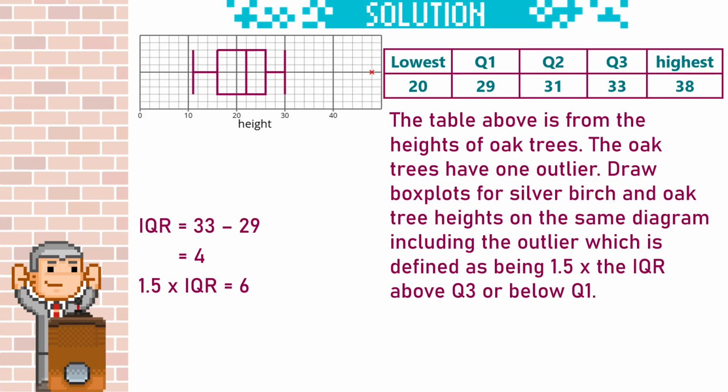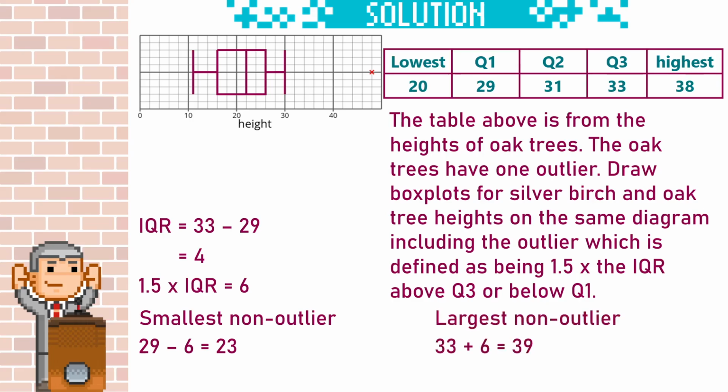We're going to take that away from 29 to find the lowest possible value and add that to 33 to find the highest possible value. There's nothing higher than 39 because our highest value is 38. However, the 20 in our table shows the lowest value in our data set is 20, but any outliers are identified as under 23, so 20 is an outlier. We're told there's only one outlier, so 20 is the only one.